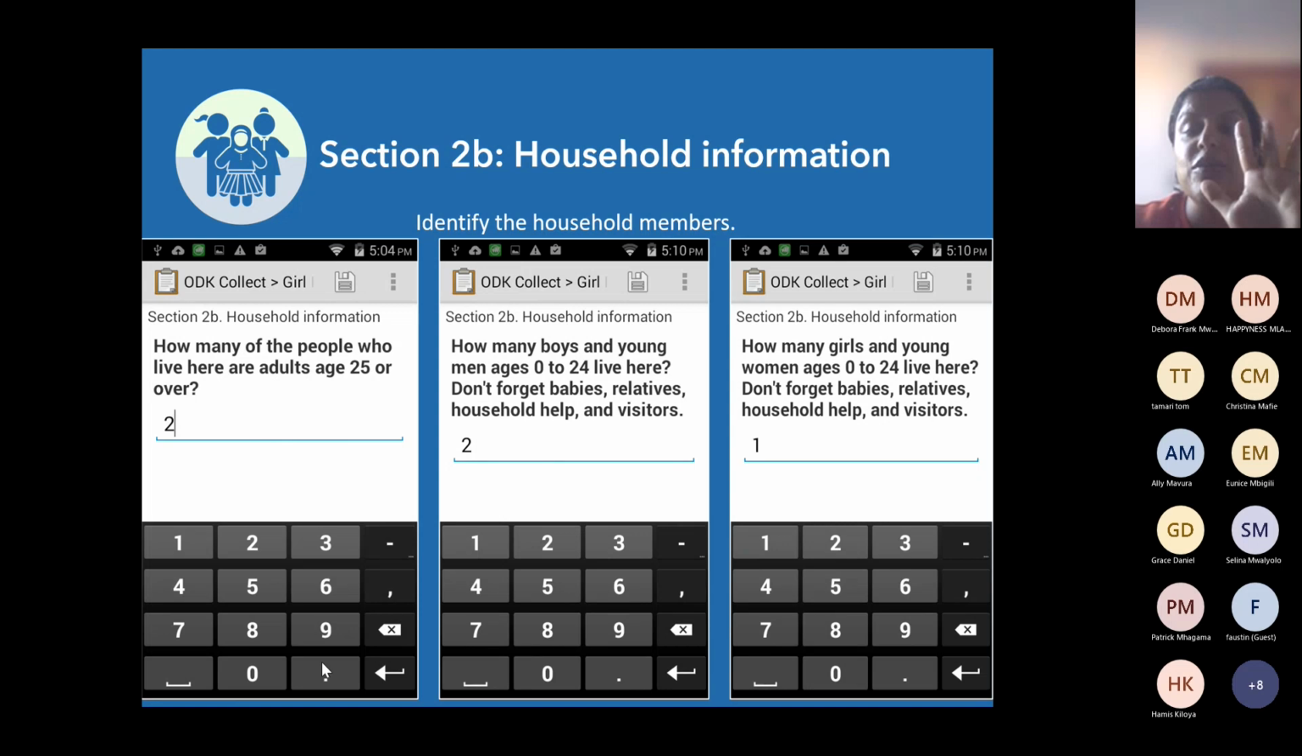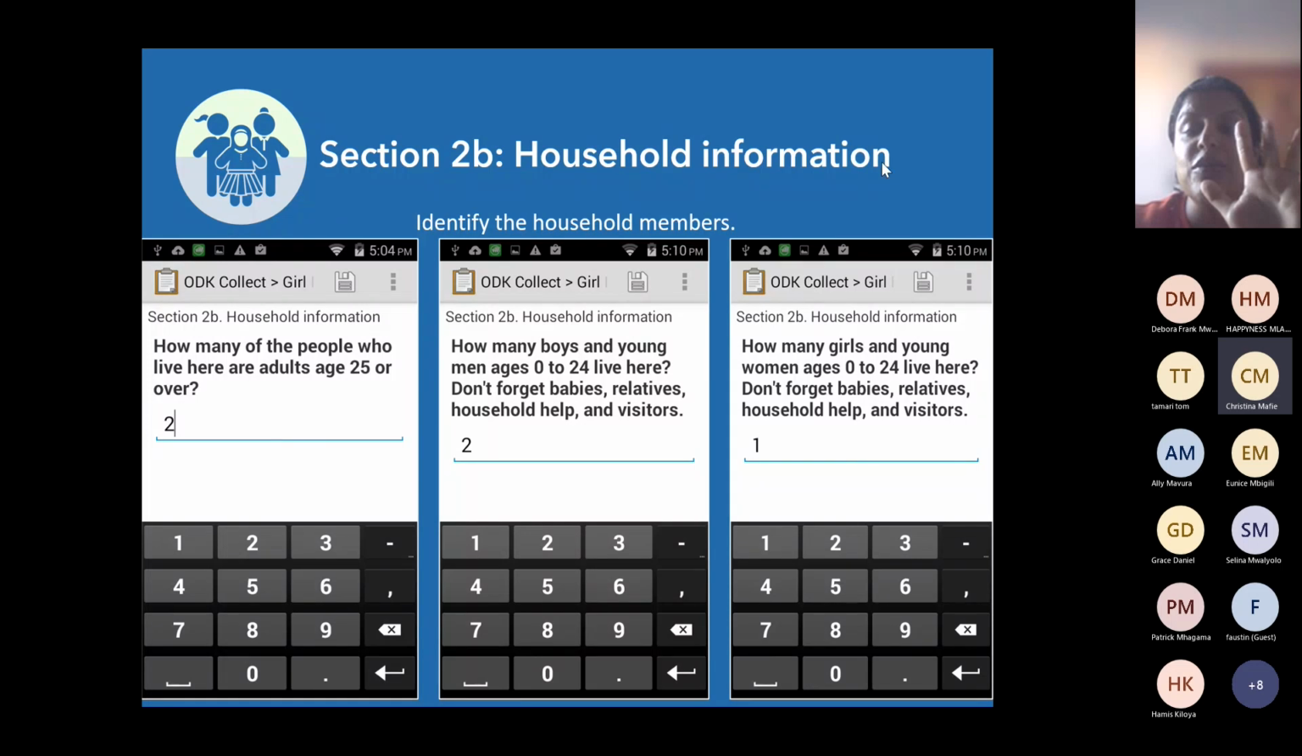So again, you've put down 2 fingers, and now they've told you 2 boys or young men 0 to 24 live here. I'm sorry, guys, for the noise. I hope it's not too bad. So 2. So put down 2 more fingers. So can someone tell me how many people there should be left in the house? 1. 1, exactly. Okay. All right.